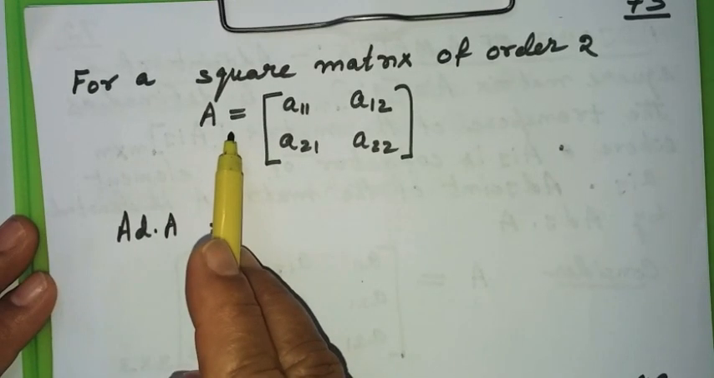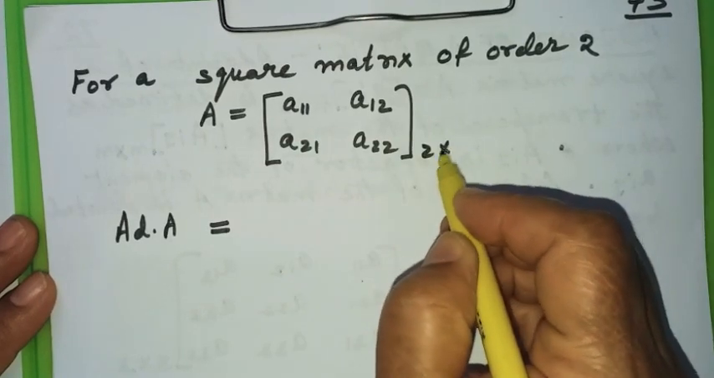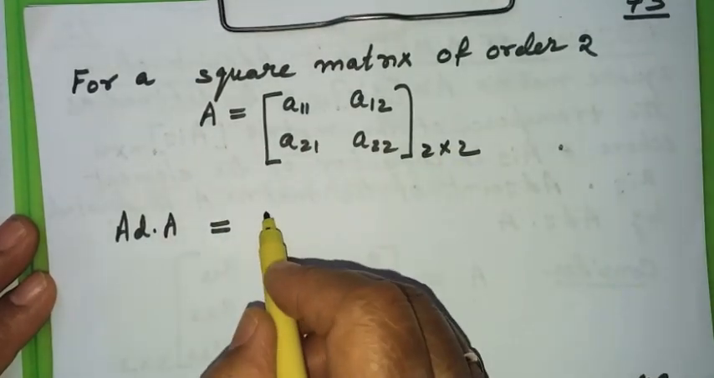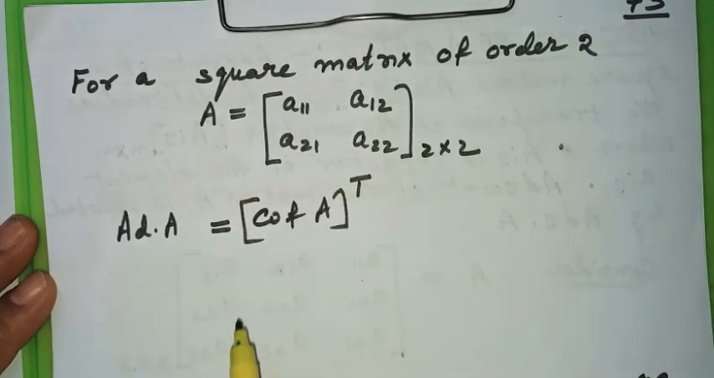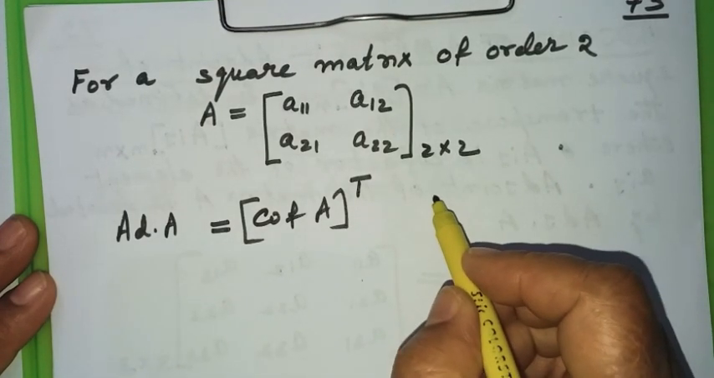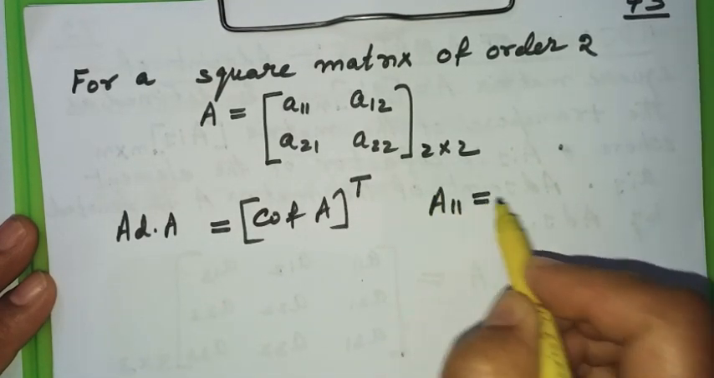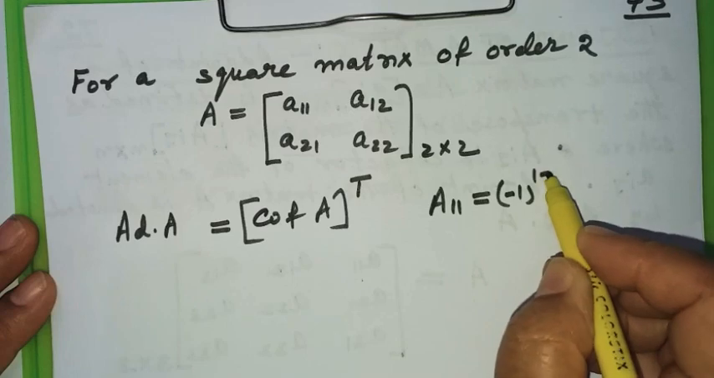Now consider this square matrix A. This is a 2 by 2 matrix. Let us find the adjoint of A. The adjoint of A is nothing but the transpose of the cofactor matrix of A. So first I have to find the cofactor matrix, that means I have to find the cofactor of every element.